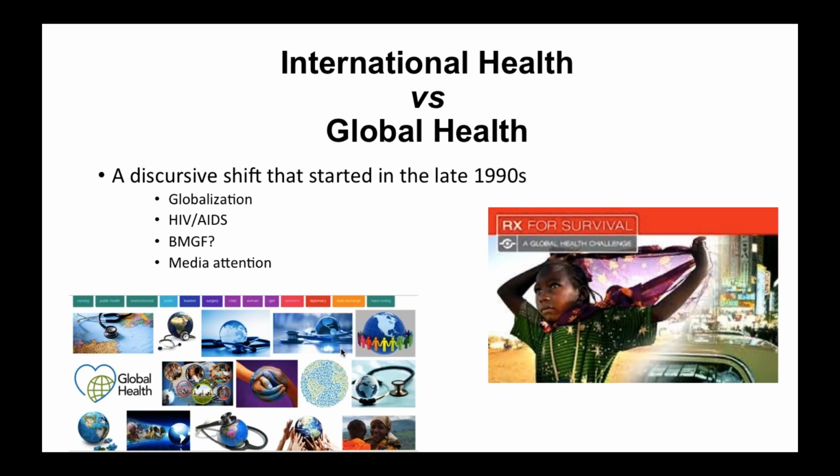One of the things that I think is important, when you're a certain age like me, is that global health is a new label, and what we would call it is a discursive shift. People started talking about global health in the 1990s. It's about globalization, HIV, AIDS, new funding, I'm not sure, but it became very popular for undergraduates.